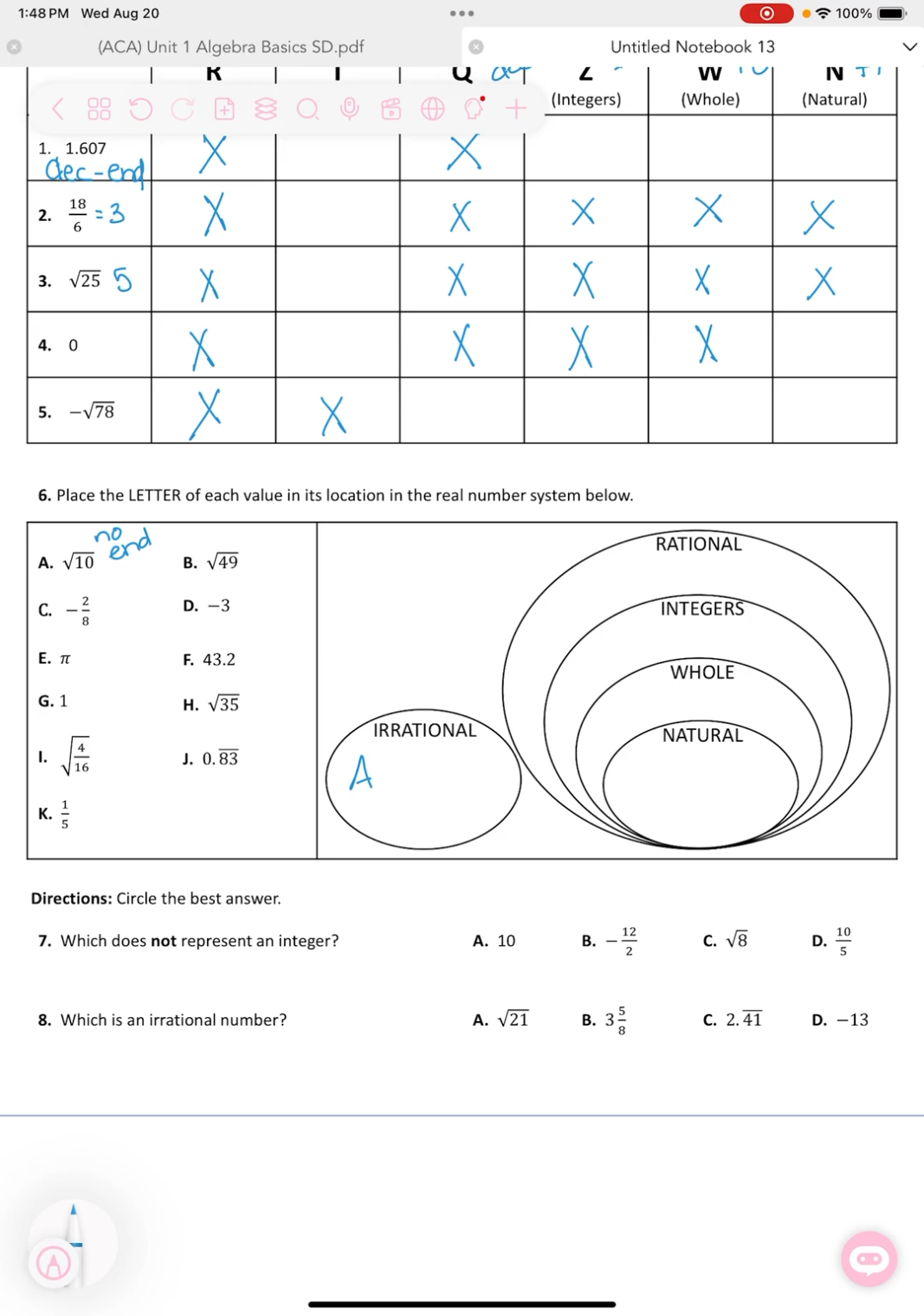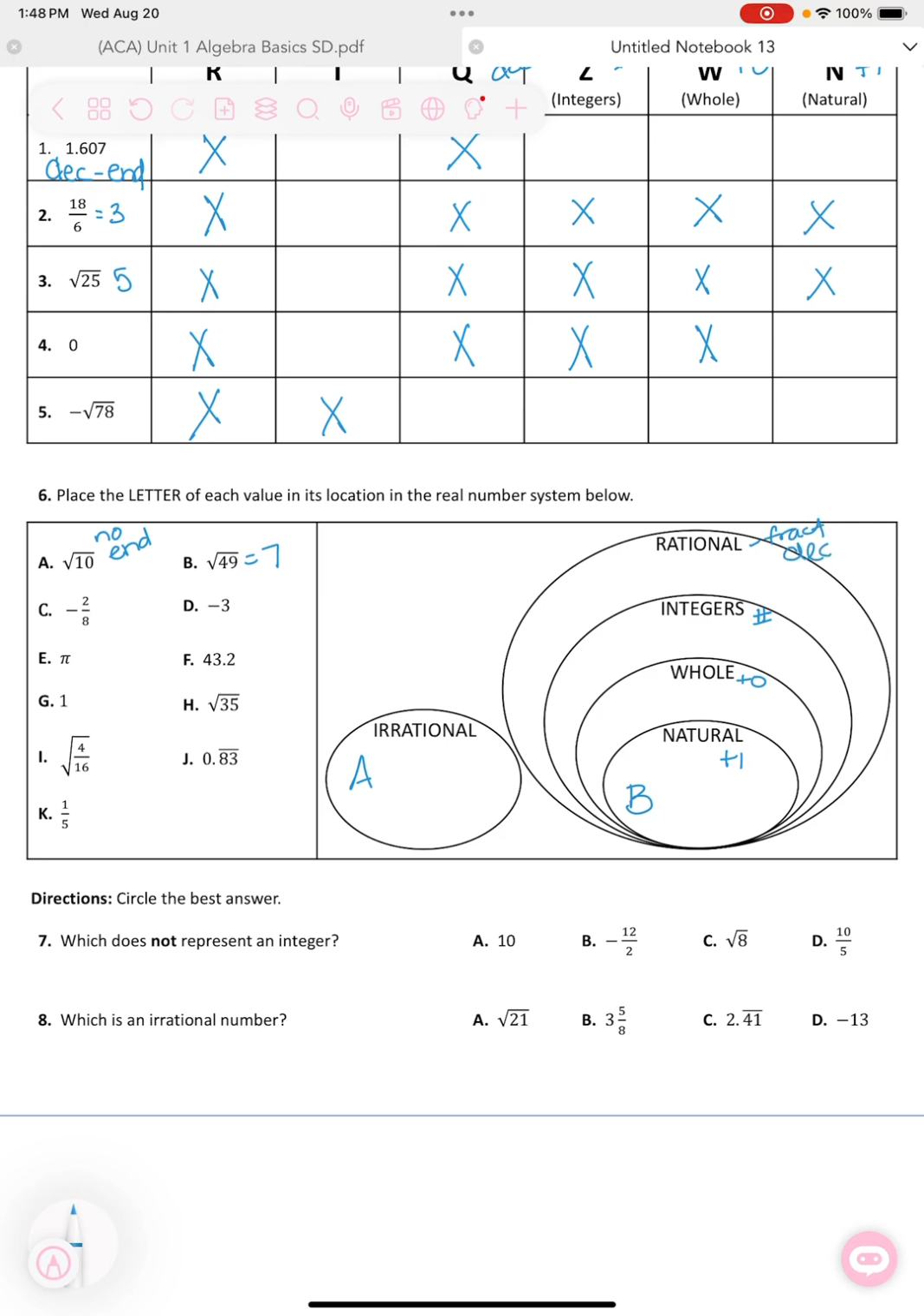B is the square root of 49. We know the square root of 49 is 7. 7 is a nice number, so it's going to go in the rationals, and then we decide which of these does it go into. So it is greater than 1, so it's going to go in the natural numbers. Remember, this is greater than 0. This is numbers with no fractions, and this will include fractions and decimals.